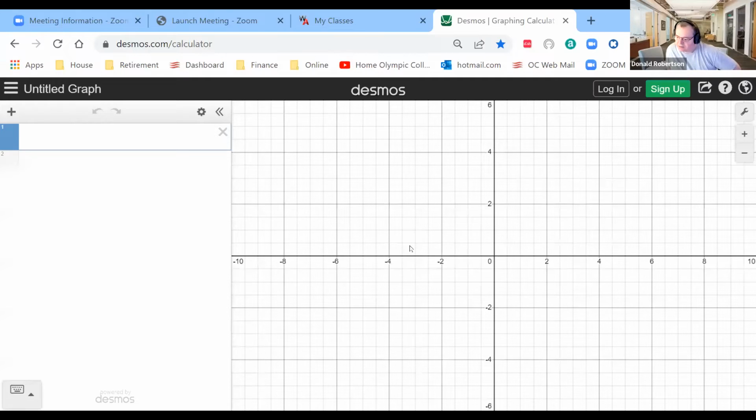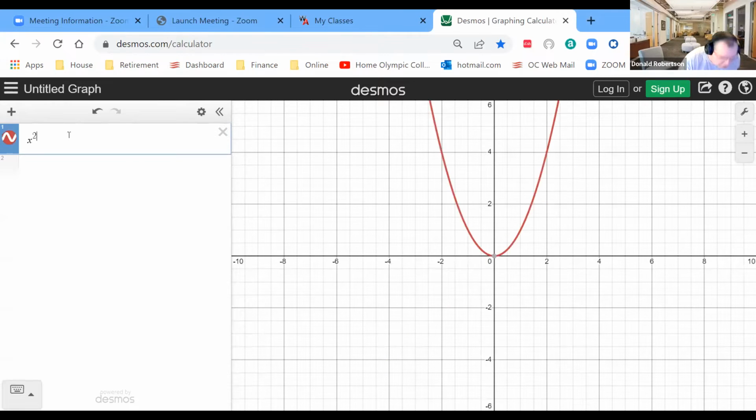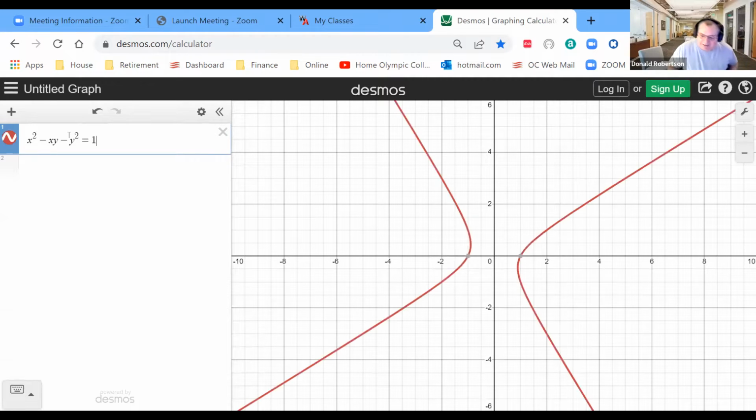No problems. Okay, let me, hopefully I've got this set up right, and I do. Are you looking at Desmos right now? Great. So I am going to put in x squared take away xy take away y squared, and I'm going to make it equal 1. Yay! There you go. Implicit curve, right? Desmos does implicit curves for you.